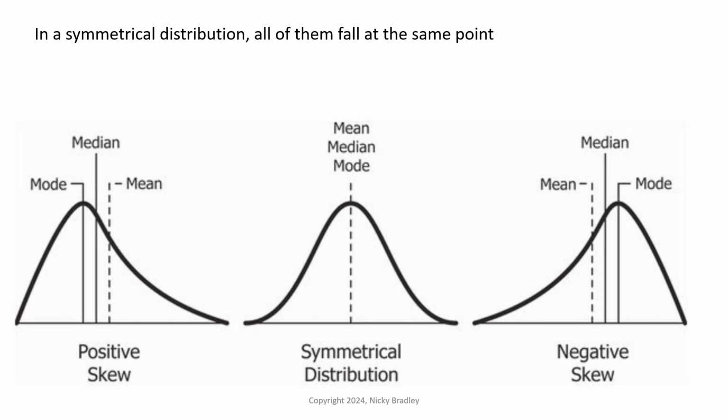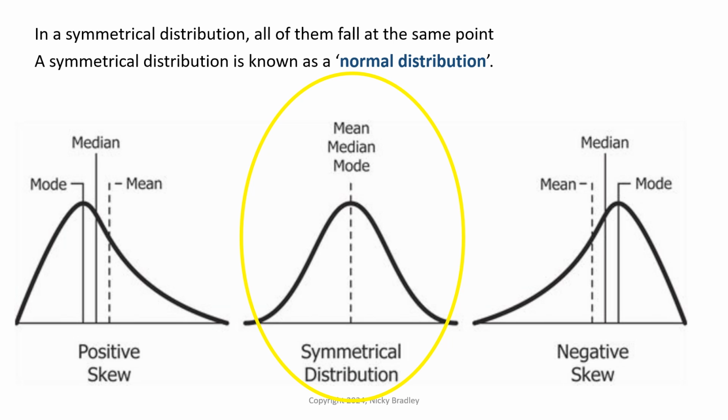In a symmetrical distribution, all of these 3 figures fall at the same point. In the center there, you can see a symmetrical distribution. It's classically described as a bell-shaped curve. A symmetrical distribution is known as a normal distribution. And you can see that the mean, median, and mode all fall more or less at the same point.